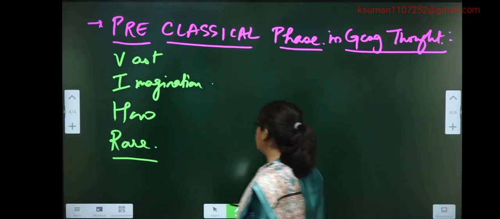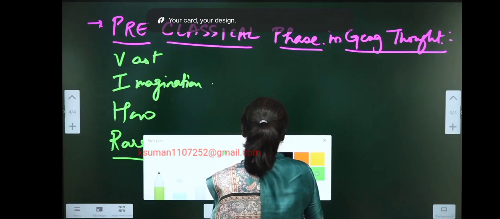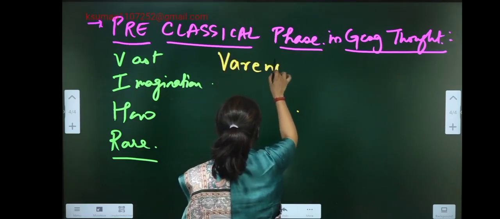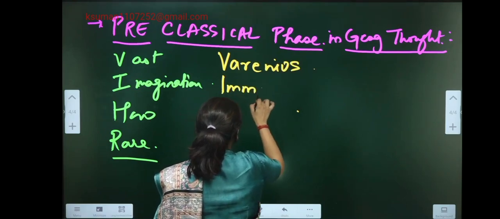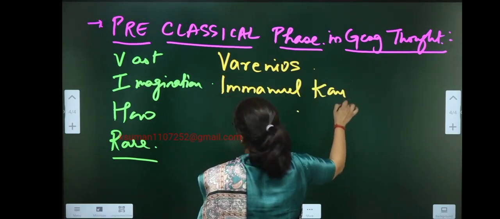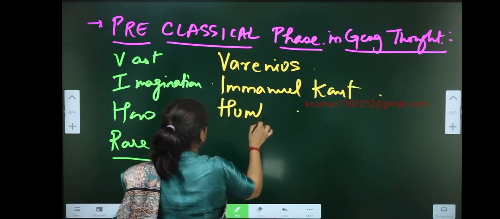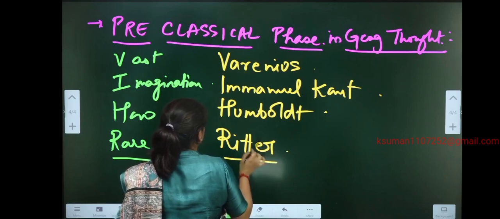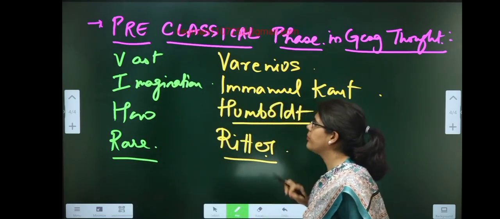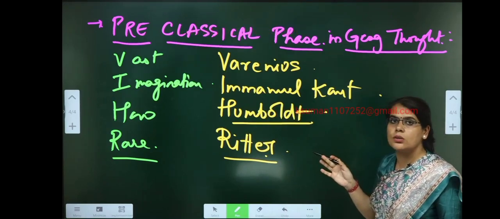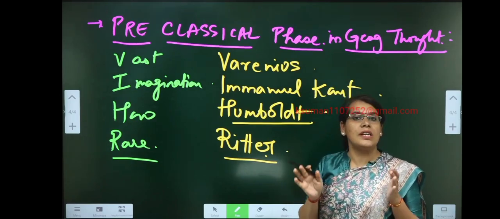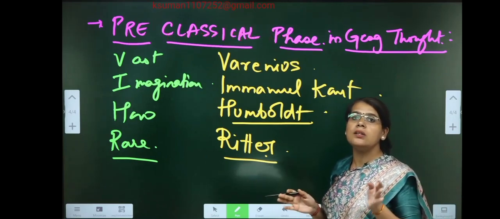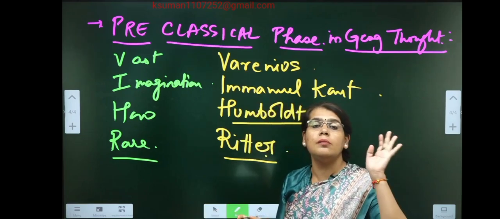Let's learn the names of thinkers. Varenius, Immanuel Kant, Humboldt, and Ritter. Very important names of thinkers, those thinkers who have laid the foundations for geography. And more importantly, when we talk about Humboldt and Ritter, they are the thinkers who have prominently laid down the foundation for modern geographical thought.